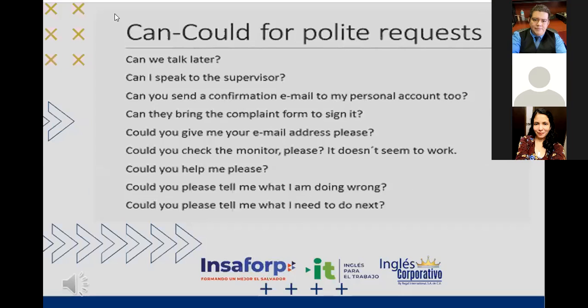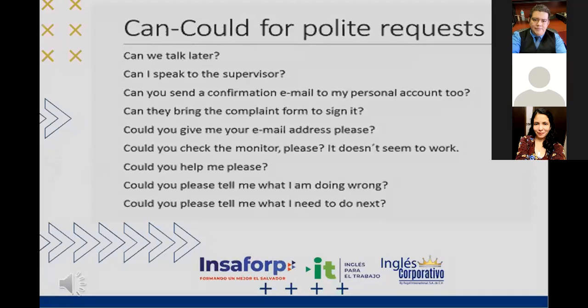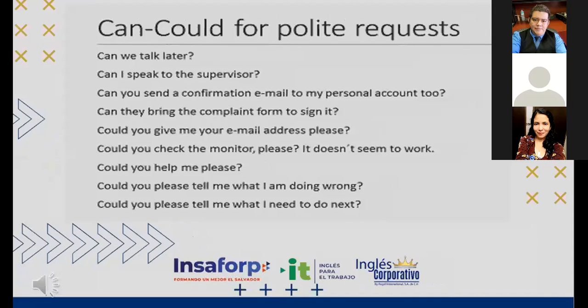Okay. En un tiempo normal, o sea, que no están en el teléfono, ustedes para ubicarse, si usar can or could or would you like, volvamos al punto. Would you like? Arriba, al tope de respeto. Could es más respetuoso que can, es más formal que can. Entonces, para formal requests, we use could. For informal requests, I use can.